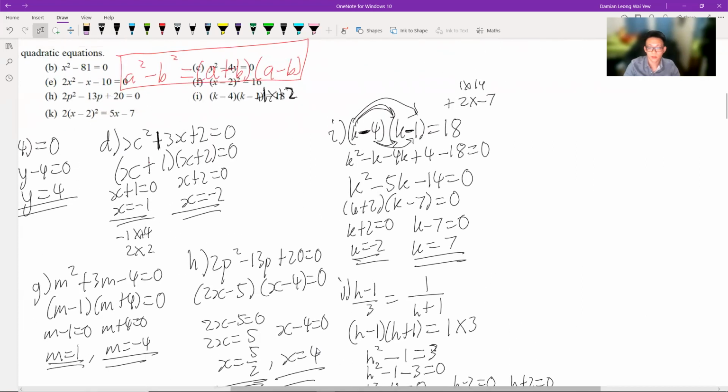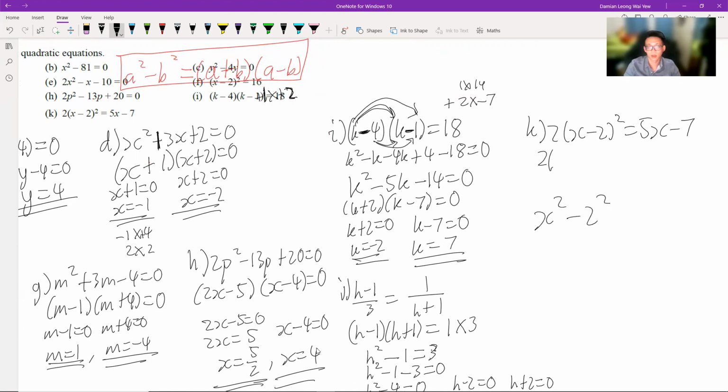Part K as well, there is no shortcut to doing this. It may look partially factorized, but it's not. So we have to expand. Don't expand the 2 first, expand the square bracket first. Now, a common mistake when we expand the square bracket, don't go and do this. This is when it's one bracket plus, one bracket minus.